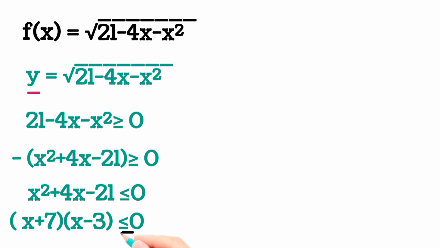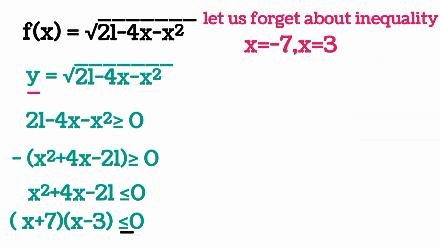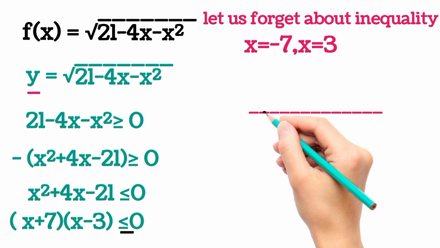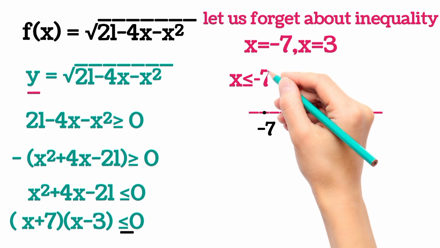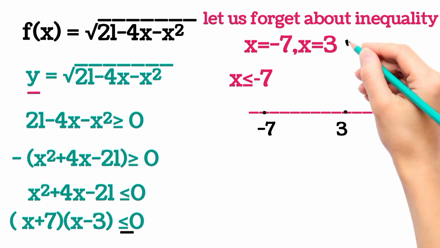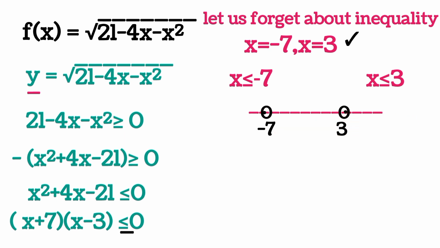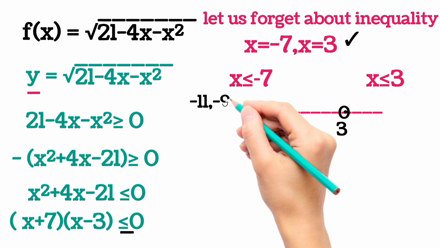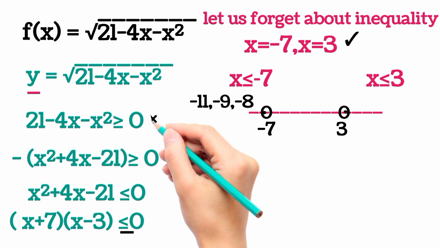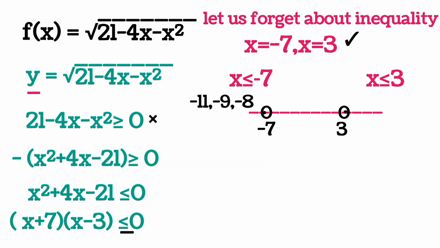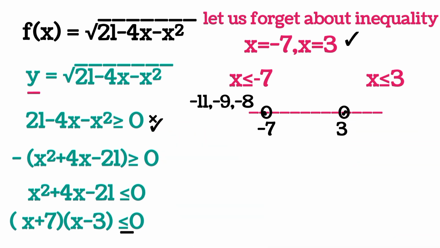So let us again forget about the inequalities. So we will get x = -7 and x = 3. Let us draw the number line. Here and here we have 2 points, -7 and 3. We have x <= -7, x <= 3, and x = -7 and x = 3. So in this interval, if we take -11, -9 or -8, we will see that this condition is not satisfied. And if we take any number from here to here, this condition is satisfied.